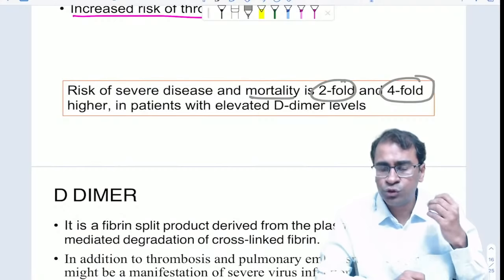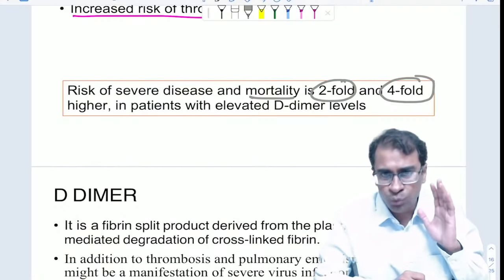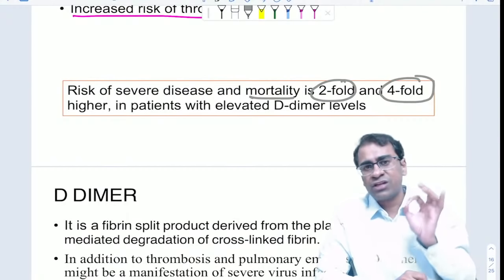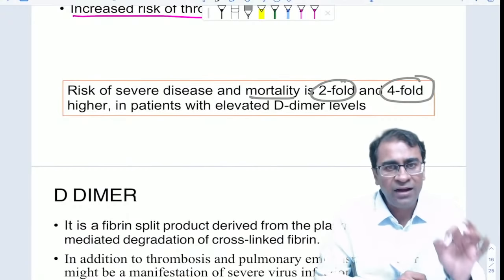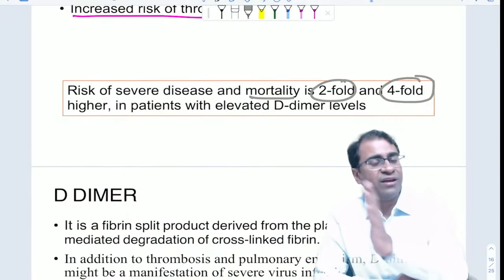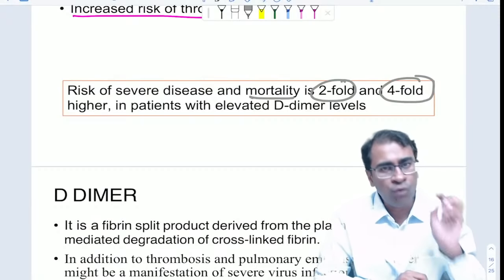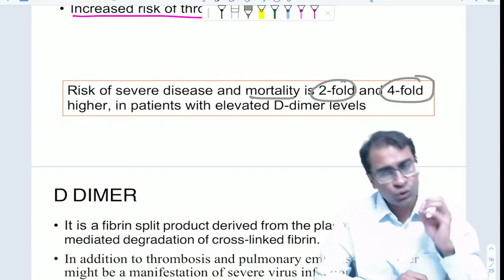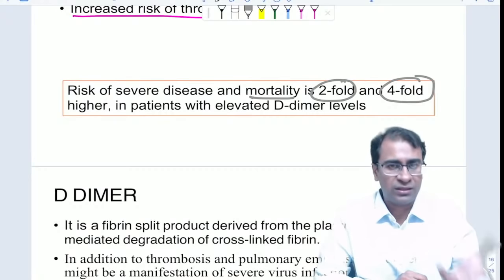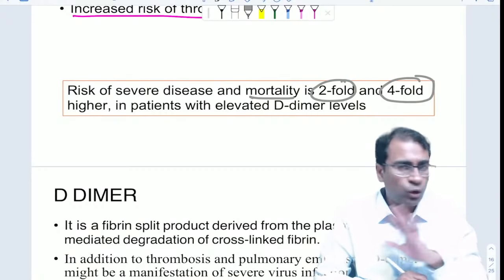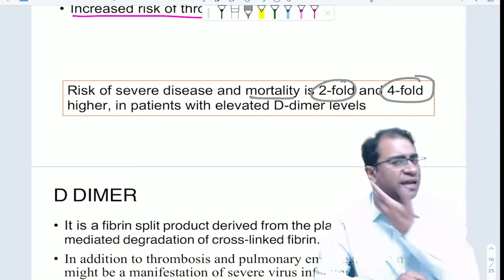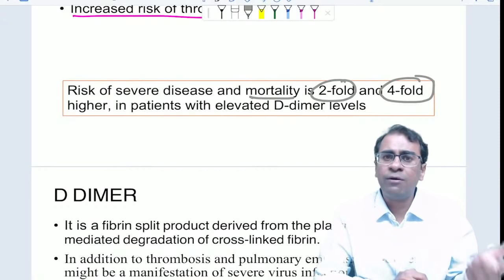Now, should you do D-dimer? It is virtually advised that D-dimer investigation should be done only in the moderate to severe cases. Only when the patient starts having some oxygen requirement should you go for D-dimer analysis. So why is D-dimer increased? Because of coagulopathies. Can you trust PT? No, you can't. Fibrinogen is not very easily available, so you may not be able to do that test easily.